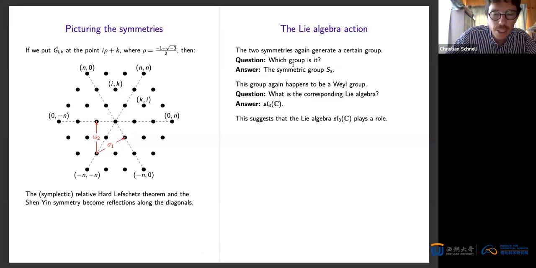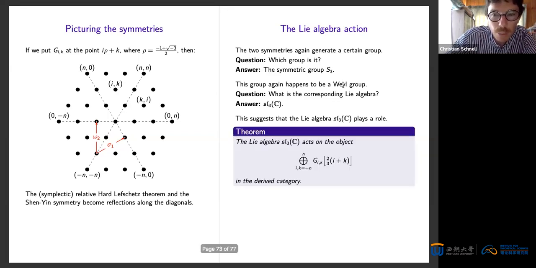So it is SL3 in this case. It's different from the compact case. In the compact case, we had the dihedral group and the special orthogonal Lie algebra. In this case, we get the symmetric group, because that's part of the symmetries of the hexagon that's relevant here. The corresponding Lie algebra is SL3. If you take the philosophy from the compact case, this suggests that SL3 should show up. The fact that we get these symmetries and the symmetric group should be a shadow of some Lie algebra action. And this is something one can actually show.